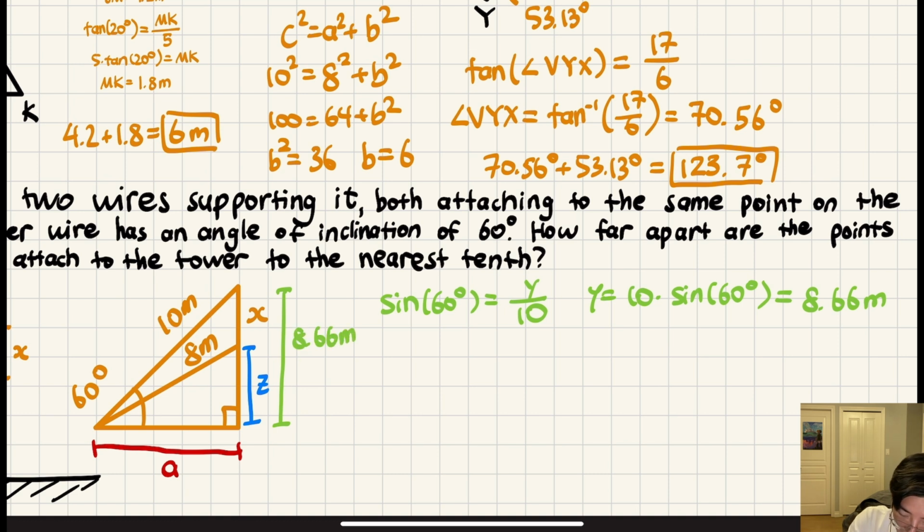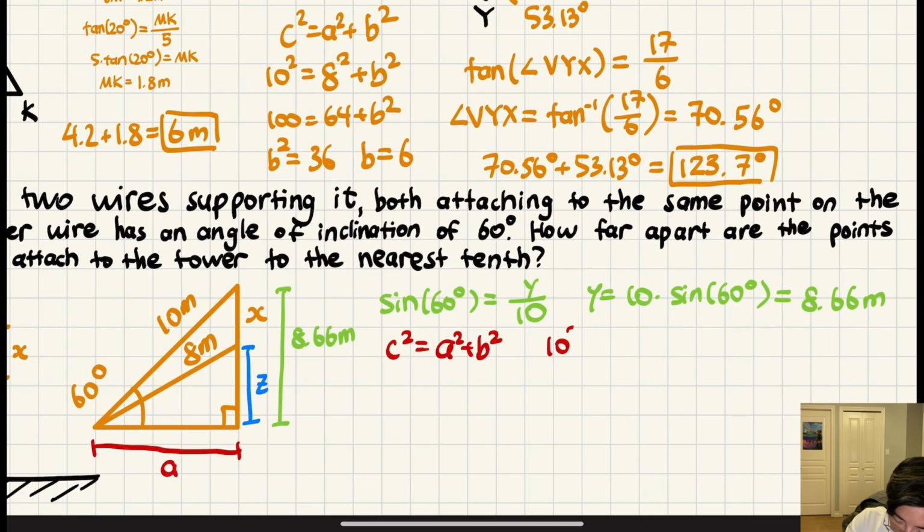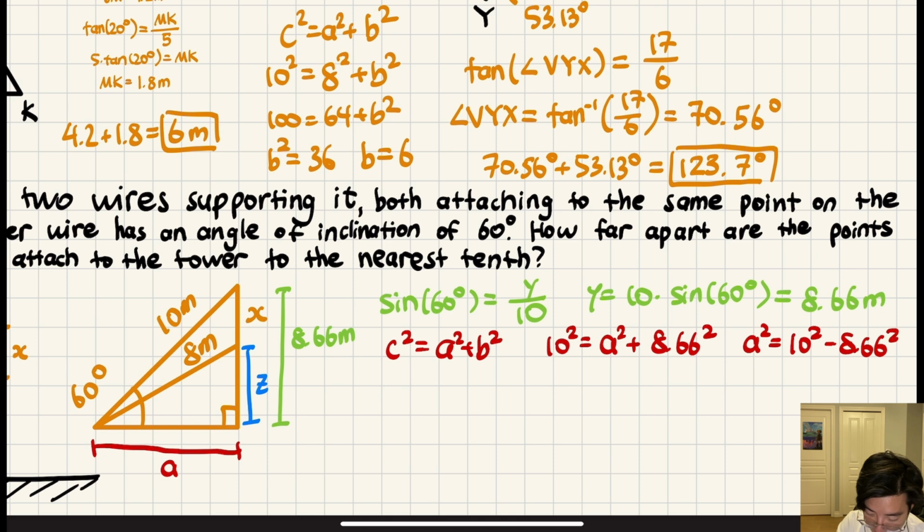So with a, we know that c squared equals a squared plus b squared. We know the hypotenuse is 10 meters, and b is y, so 8.66. So a squared equals 10 squared minus 8.66 squared. Into the calculator, we get 25.0044. Now we just square root all of that, so a is just 5. So the base of both triangles is 5 meters.